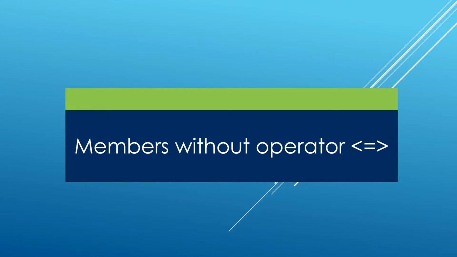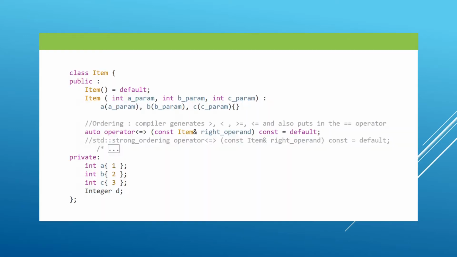In this lecture, we're going to explore the case where you want to set up a three-way comparison operator for your type, but your type happens to have members that don't implement the three-way comparison operator themselves. Let's try and make this super clear with an example.